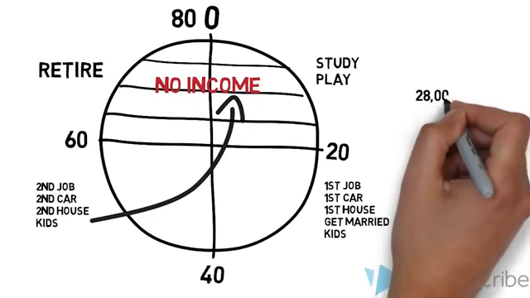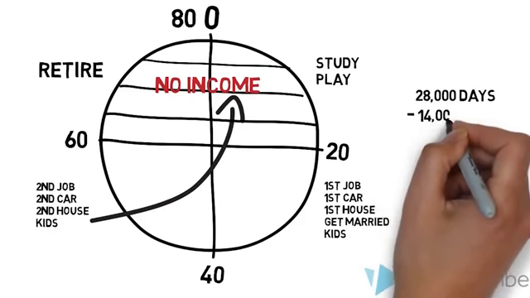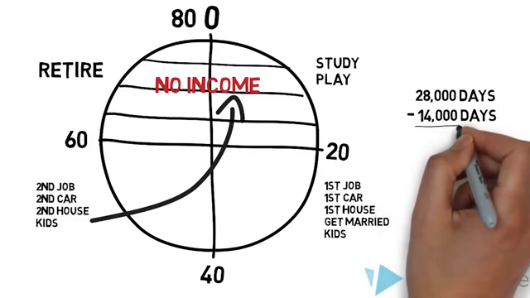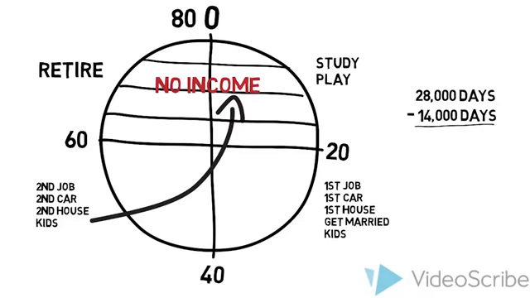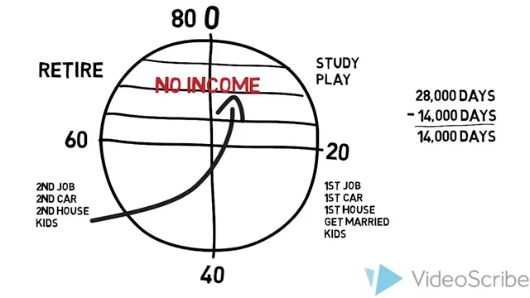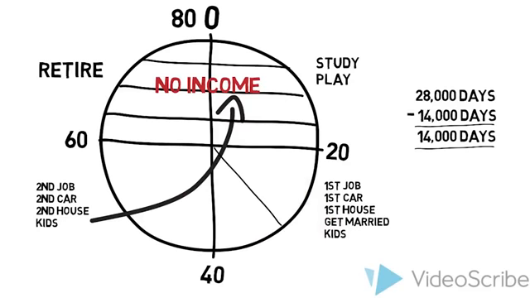So we started with 28,000 days. If we subtract half of it, which is 14,000 days, we all have 14,000 days to achieve all our dreams. Our kids' dreams, our parents' dreams, whatever dreams we have, 14,000 days to achieve it. Now, if you're around the age of 35, this part of life is already over. You only have that much time left.